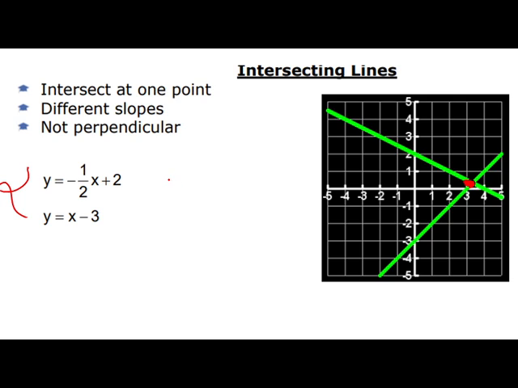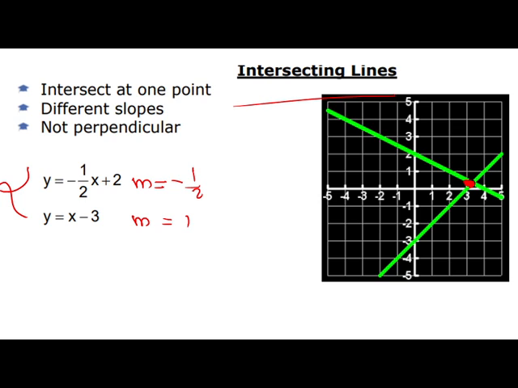Now, paano natin masasabi na intersecting lines ang dalawang linya? So, sabi dyan, kailangan different ang slope. So, tignan natin kung different niya. So, the slope of this first equation, y is equal to negative 1/2 x plus 2 will be equal to negative 1/2. And also, for the second equation, y is equal to x minus 3, your m or your slope will be positive 1. Are they different? Yes. So, therefore, they are intersecting lines.